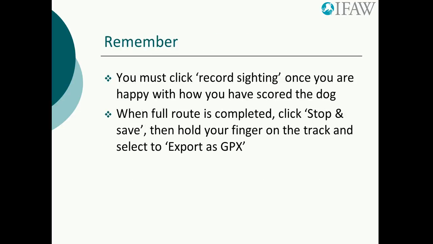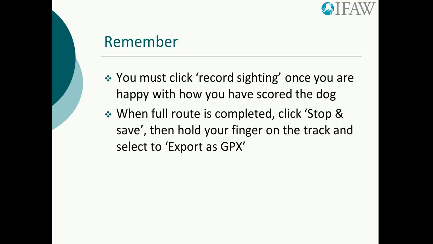Remember, you must click record sighting once you're happy with how you've scored the dog. So once you've finished completing the details, you click the little back button, it will take you back to the original page, and then you click record sighting, and then you can move on and record the information about the next dog that you've seen.